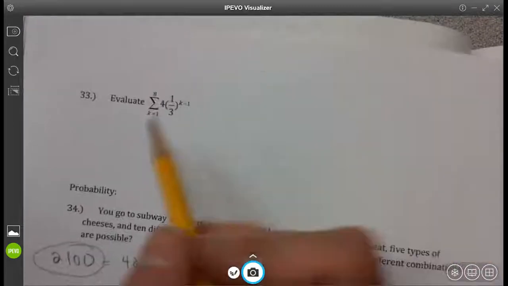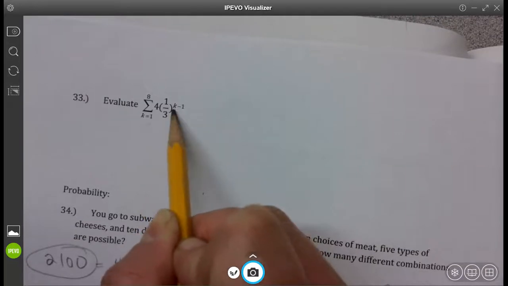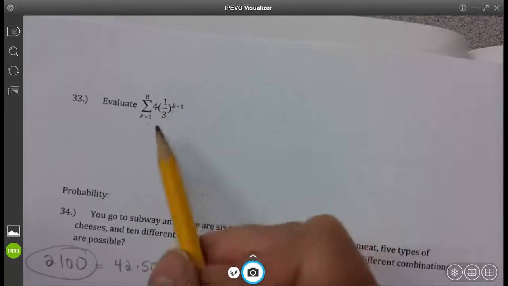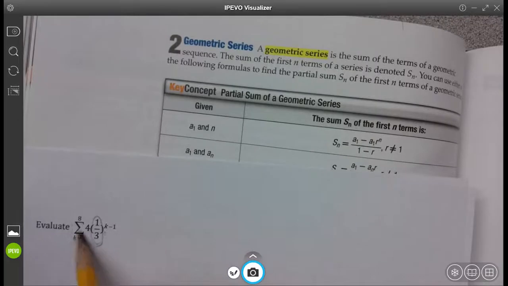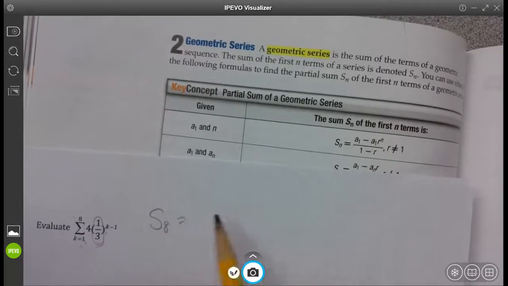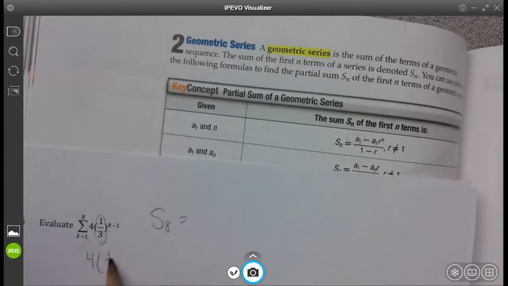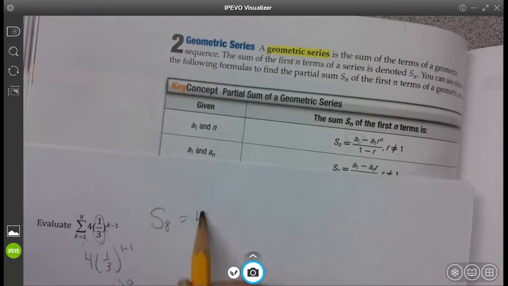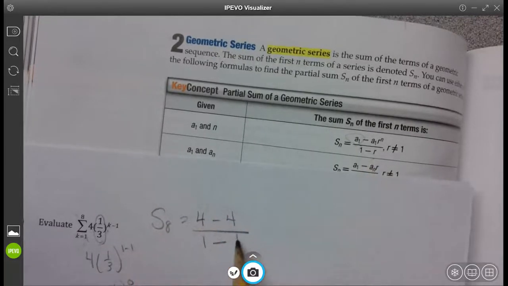Last one. They want you to put in 1, put in 2, put in 3, put in 4, all the way till 8. Okay? This is geometric because you're multiplying by 1/3 every time. Just use your formula. So 1 through 8 is 8 terms. A sub 1 is your first term. So I plug in 1, what do I get? You're going to get 4 times 1, which is 4. So 4 minus 4 over 1 minus, well, what's your r? Your r is 1/3.